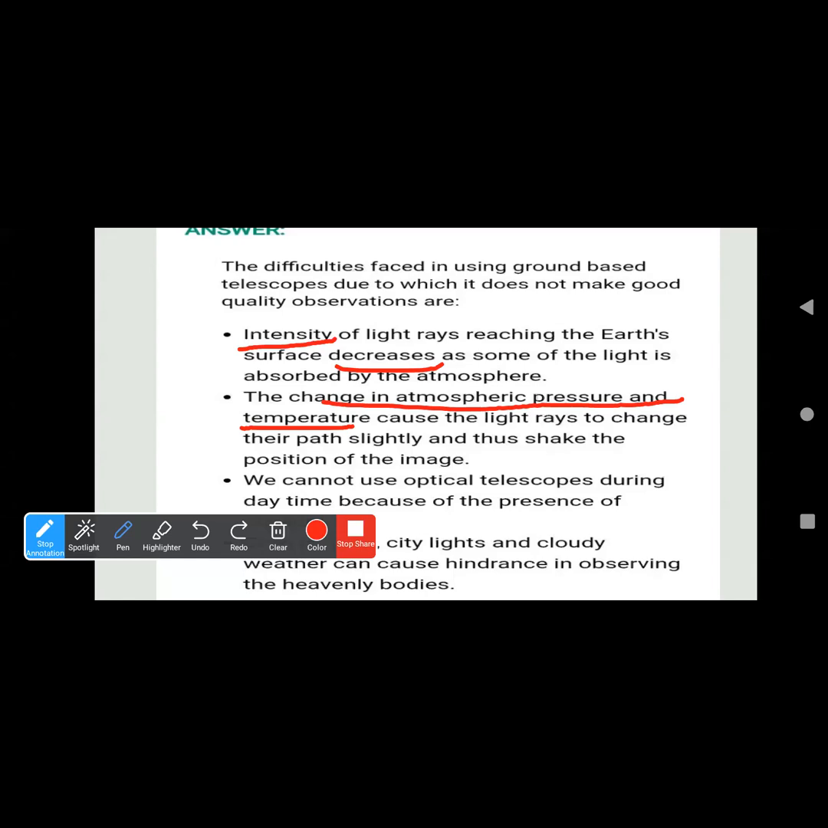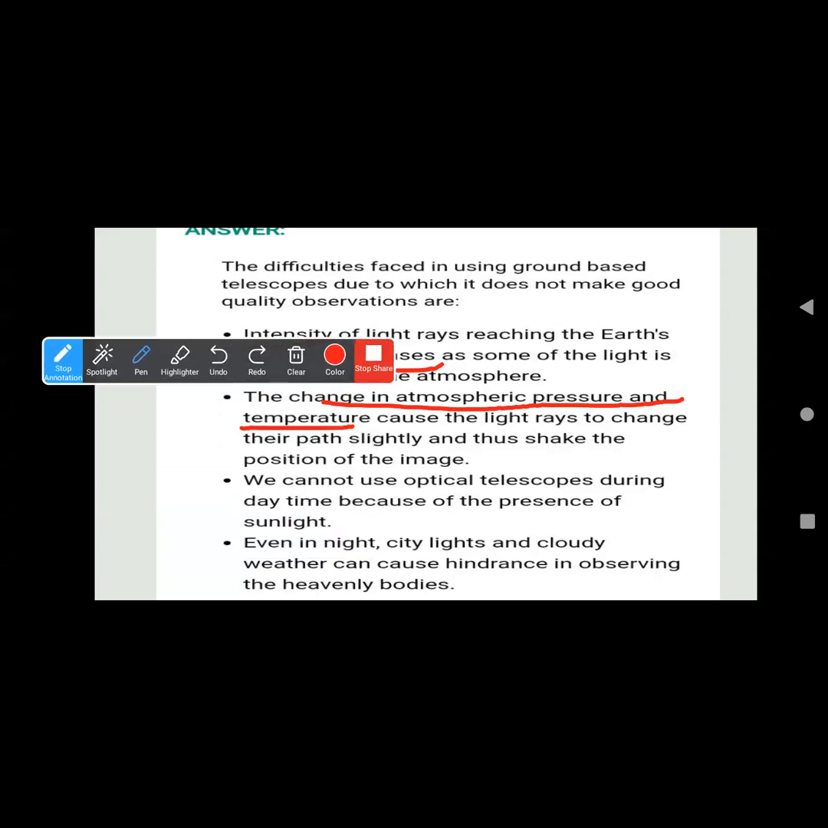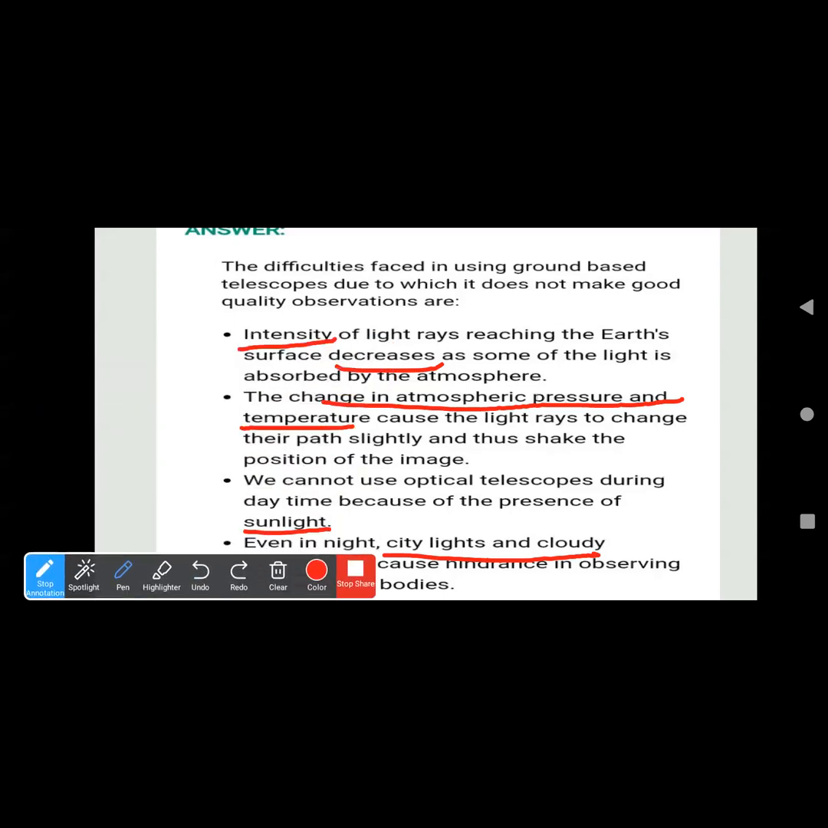Third, we cannot use optical telescopes during the daytime because of the presence of sunlight. Because sunlight is present, it is difficult for the optical telescopes to catch the image. Even at night, city lights and cloudy weather can cause hindrance in observing the heavenly bodies. Right, so these are the difficulties. We have 4 points.